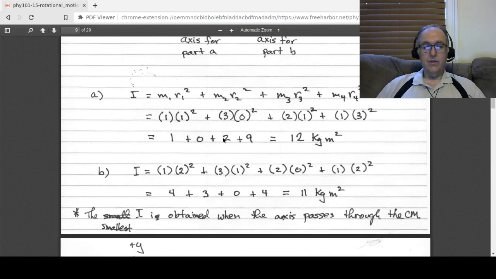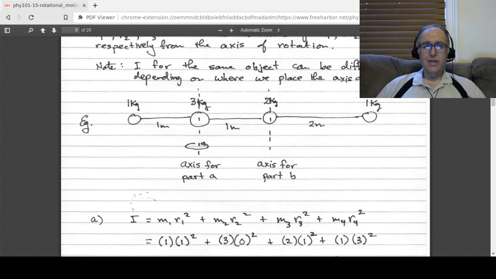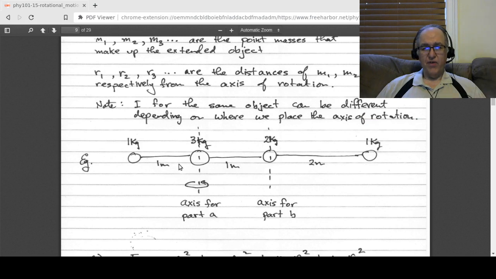Okay, and there's this neat little theorem. Again, I'm not going to prove it to you, but I'm just going to mention it because it's good to know. The smallest moment of inertia you'll ever get is when your axis passes through the center of mass. One of the things I could have asked you to do in this problem is find where the center of mass is. It turns out to be over here, somewhere around there, at about 1.6 meters from here.